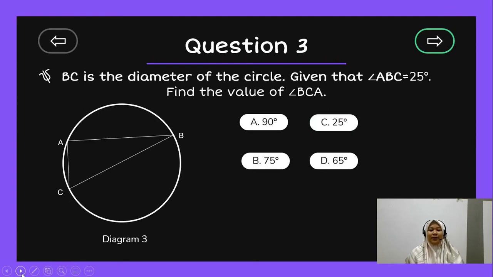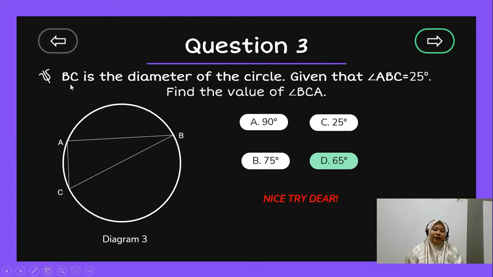We have BC is the diameter of the circle. Given that angle ABC equals 25 degrees, find the value of angle BCA. This one you need to do a bit of calculation. The answer will be D, which is 65 degrees.